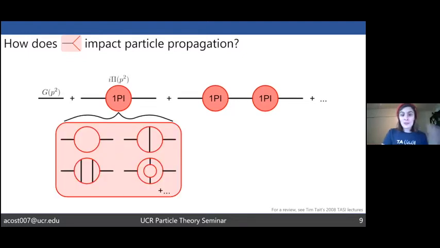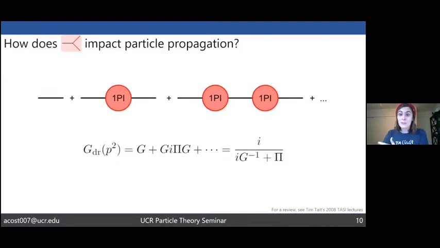So some terminology. This pi, I'm going to be referring to it as the self energy, and the two-point function that is the sum of this whole series, I'm going to be referring to as the dressed propagator. So this dressed propagator, as I mentioned, is equal to the bare propagator plus the corrections, G pi G, and then G pi G pi G, and so on. Summing this up, we get this. And inserting the momentum space propagator, we get this expression for the dressed propagator.